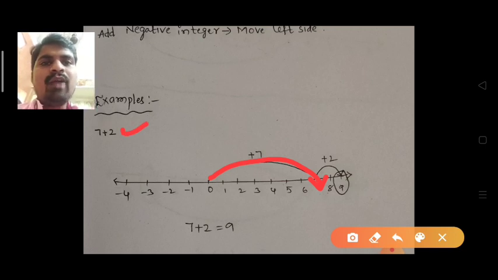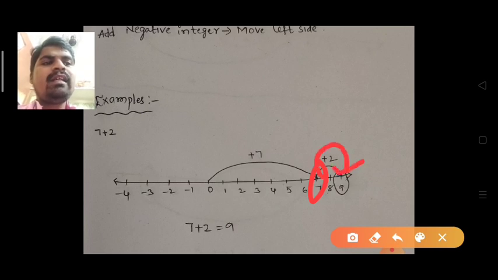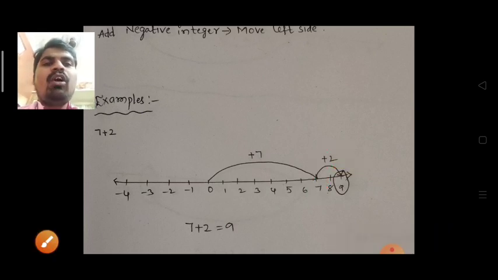So you have to move right side once again. How many steps do you require? 2 from the main point. Now this is the main point. Now what is the main point here? 7. First step completed. From here you have to move again right side 2 steps. So what is the answer here? 9. This is the process of representing positive integers on the number line.